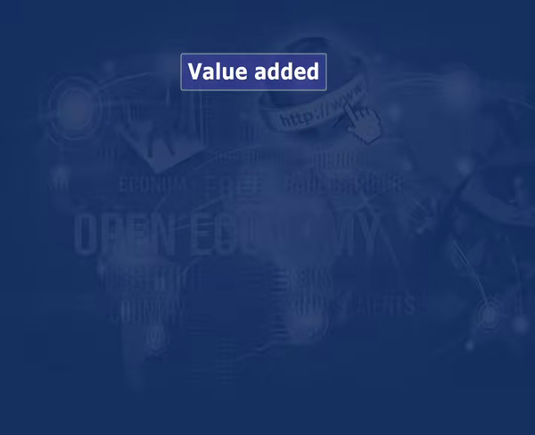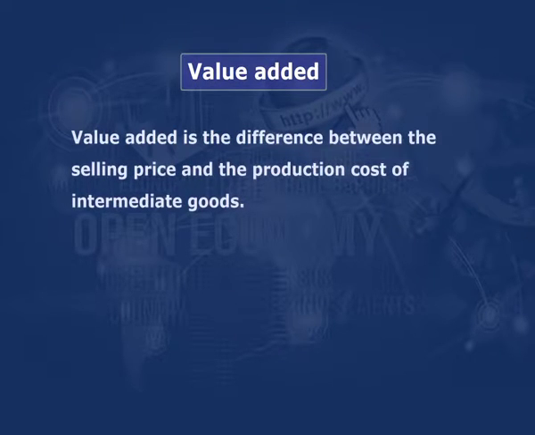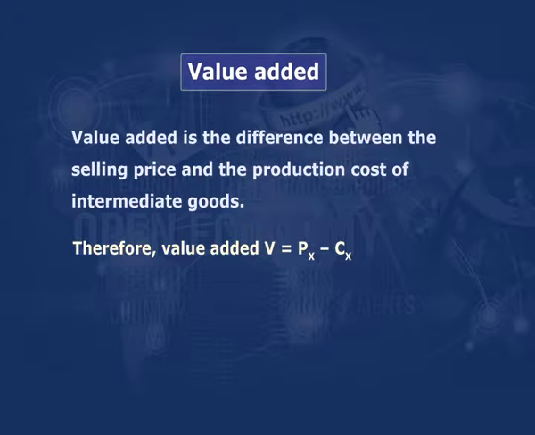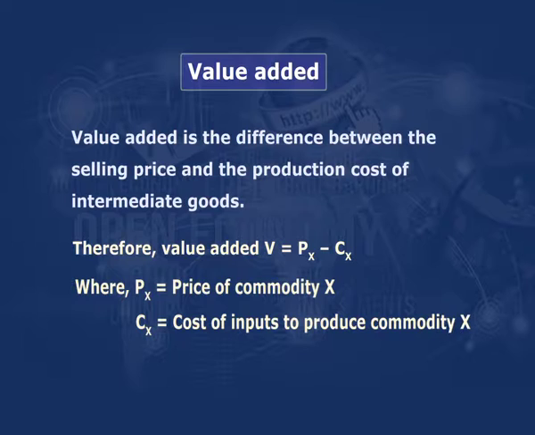Value added is the difference between the selling price and the production cost of intermediate goods. Therefore, value added V is equal to Px minus Cx, where Px is the price of commodity X, and Cx is the cost of inputs to produce commodity X.